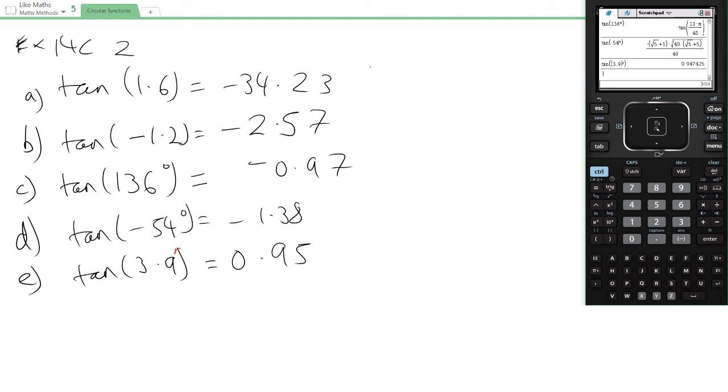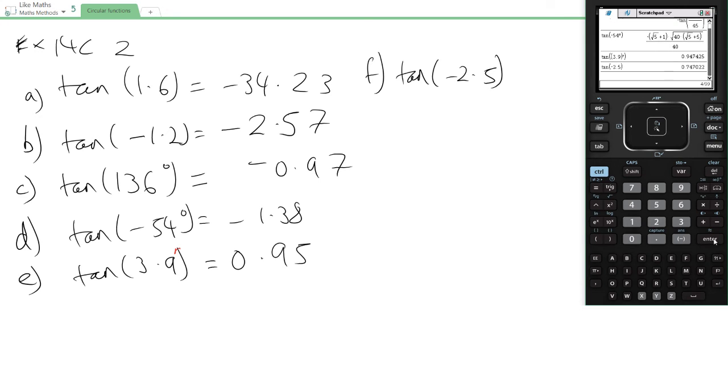And next one, F, the tan of minus 2.5. Let's put it in the calculator, trig, across to tan, minus 2.5. I'll just leave it like that because the calculator has been set to radians. Enter. That equals 0.75.